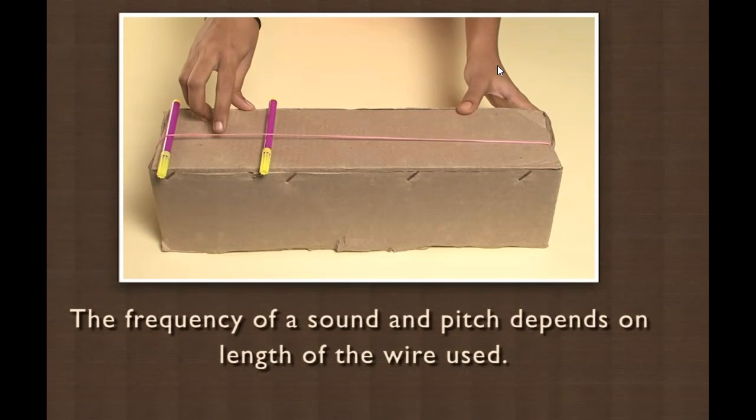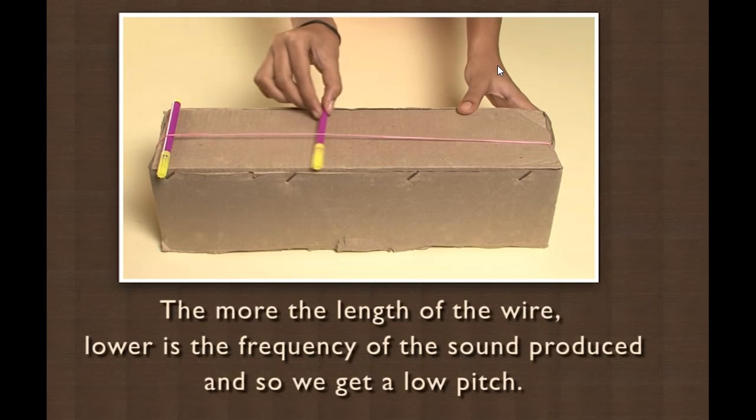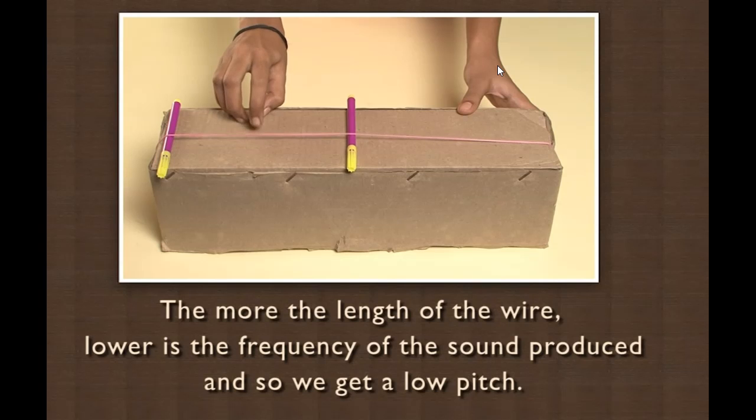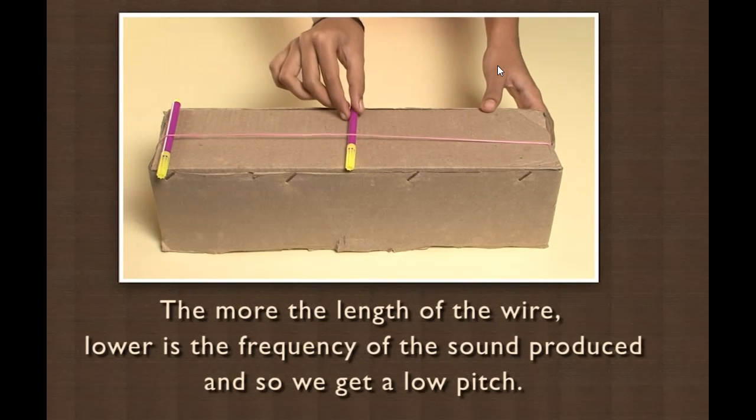The frequency of a sound and pitch depends on the length of the wire used. The more the length of the wire, lower is the frequency of the sound produced, and so we get a low pitch. Wires of the same thickness but different lengths are used to make some musical instruments, and the different lengths give a different pitch sound which creates soulful music.